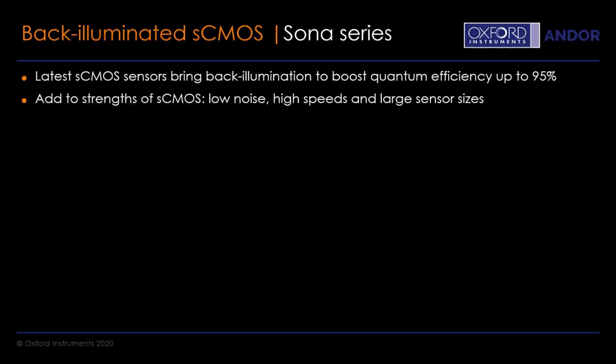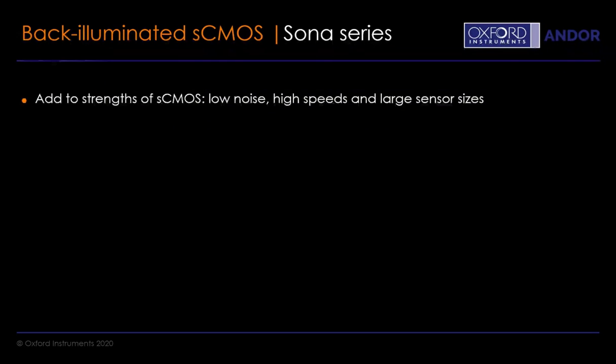In terms of the back-illuminated sCMOS cameras, these latest sCMOS sensors bring back illumination, which, without going into the detail of that, which you can check from the Andor website, has the effect of boosting the quantum efficiency of the sensor up to a similar level to the EMCCD cameras, up to around 95%. And that adds to all of the original strengths that sCMOS is known for, so the low noise, the high speeds, and the large sensor sizes. So it's no surprise that it's these types of sensors that are the most commonplace for general microscopy applications.